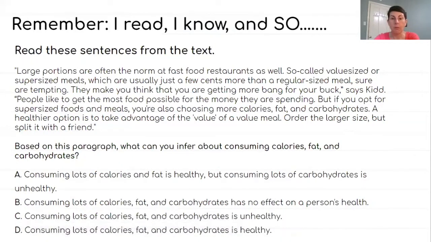"They make you think that you're getting more bang for your buck," said Skid. People like to get the most food possible for the money they are spending, but if you opt for supersized foods and meals, you're also choosing more calories, fat, and carbohydrates. A healthier option is to take advantage of the value of a value meal. Order the larger size, but split it with a friend. Based on this paragraph, what can you infer about consuming calories, fat, and carbohydrates?